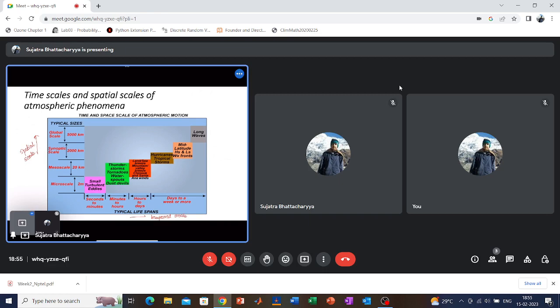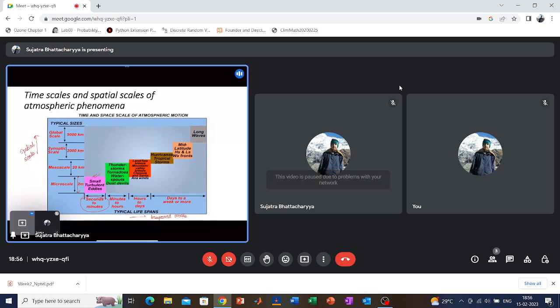Now you can see that in this seconds-to-minutes time scale, you have microscale phenomena, that is, small turbulent eddies. How can you find the small turbulent eddies? Someone has asked a question about the importance of these microscale or small turbulent eddies.